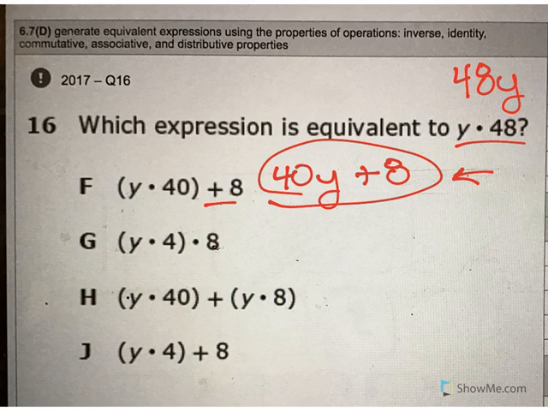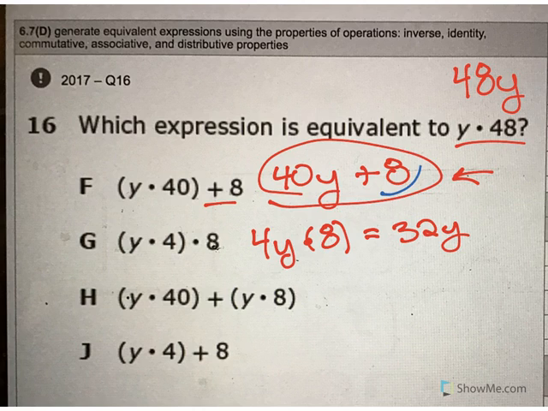Let's look at the next one. Y times 4 is 4y, and 4y times 8. Now, I can multiply them. Rule of multiplication. When I multiply 8 times 4y, I get 32y. Which again, I don't have a constant. A constant is a number by itself, but I'm not at 48y, so that's not it, so it's not G.